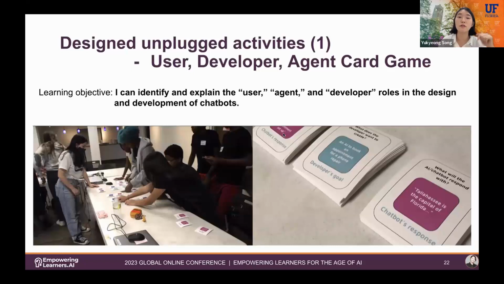And the user utterances would be like, what is the capital of Florida? So they would match, and it was like a competition between teams. So students would time it so that they can kind of have fun competing with other teams.